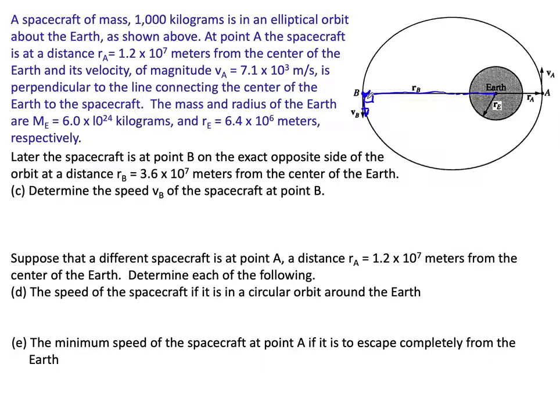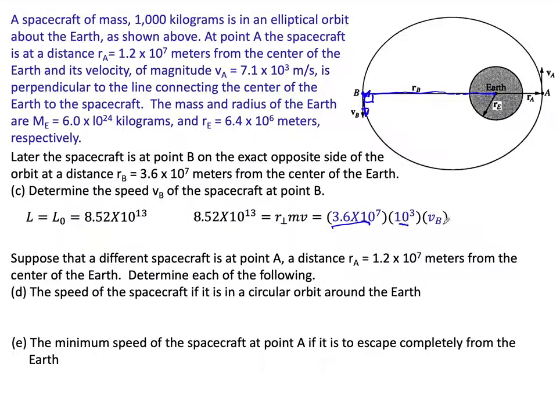Solving this one, we know that the angular momentum has to be conserved. That's what its magnitude was just in question B. And so in this case, our new distance now is this. The mass of the spaceship is still that. And we're looking for how fast it's moving over here, V sub B. Solving this really quickly, you'll discover that it's moving much slower over here than it was moving over here.